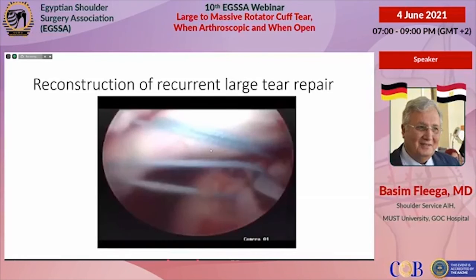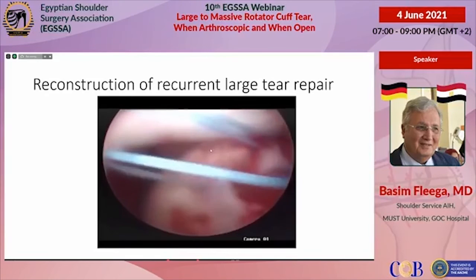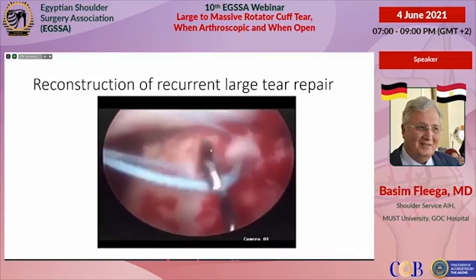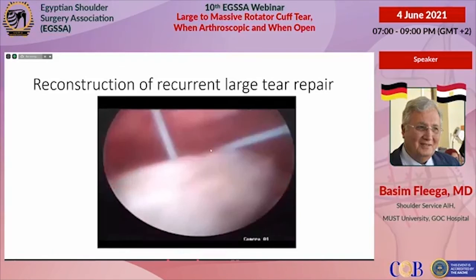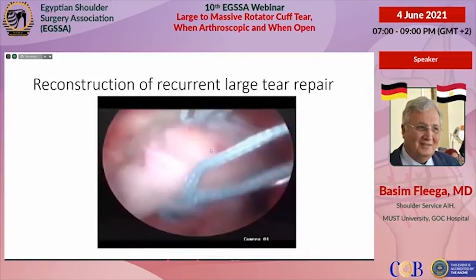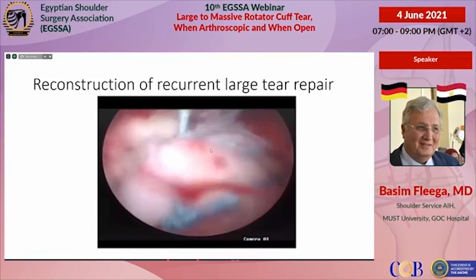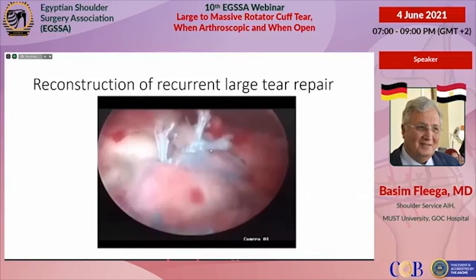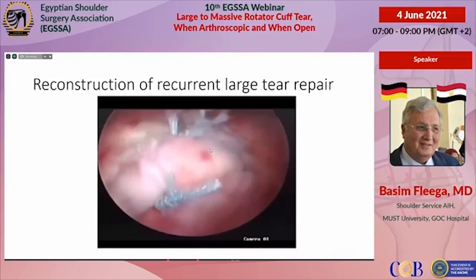Here we pull the suture with a shuttle needle puller through the infraspinatus also. And then we pull the upper ends of the sutures out through the instrumentation portal, make a sliding knot, and tie the sutures. We see here we have a complete coverage and a very good and solid fixation.